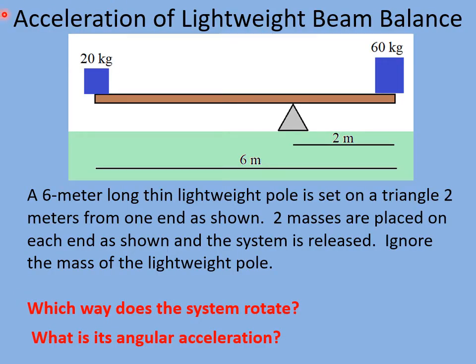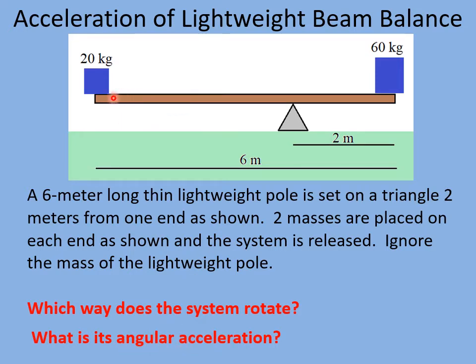In this next example, we're going to calculate the acceleration of a lightweight beam balance. We actually looked at this problem in one of the previous sections of this chapter, but we didn't calculate the acceleration. We just found out what the net torque was and which direction it rotated. But now we want to also calculate what is the alpha, the angular acceleration for this system.